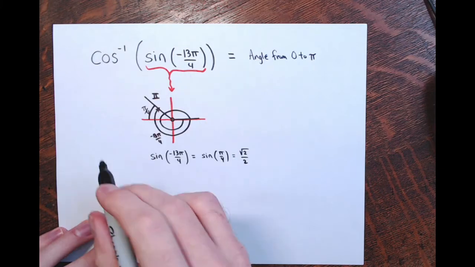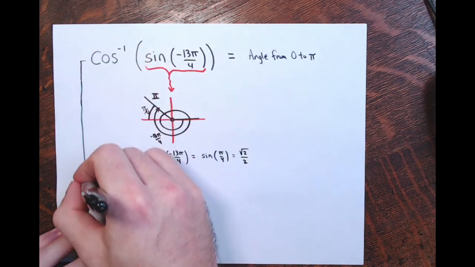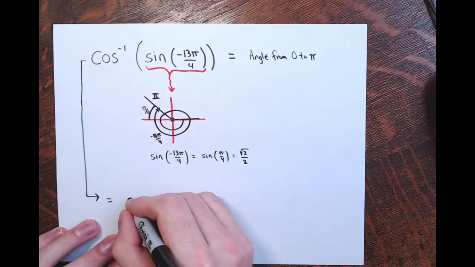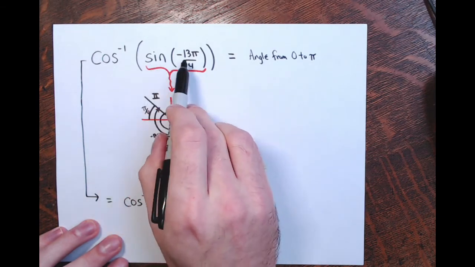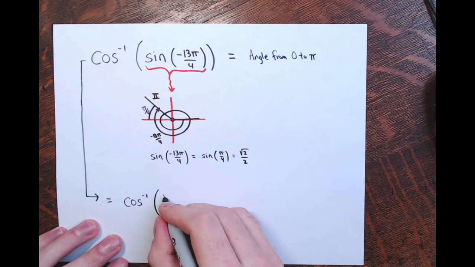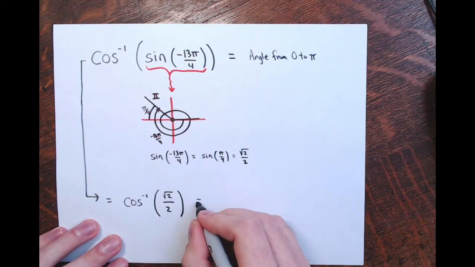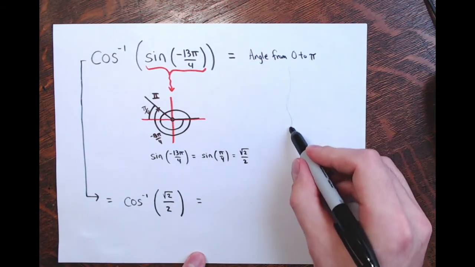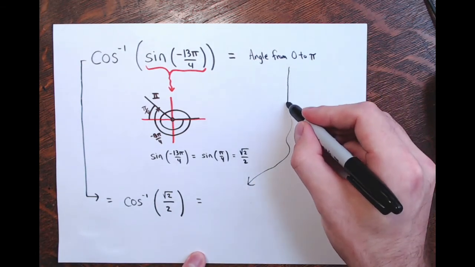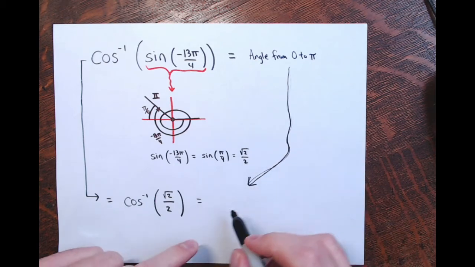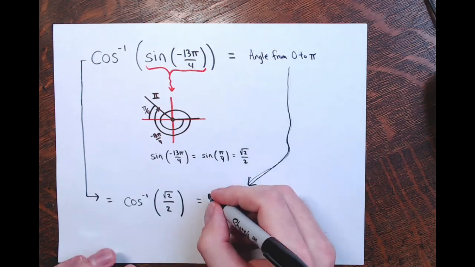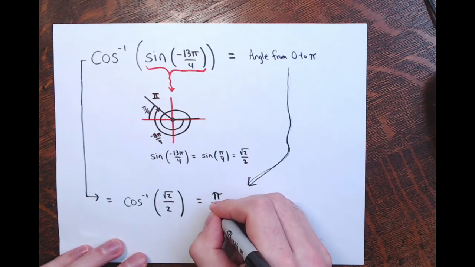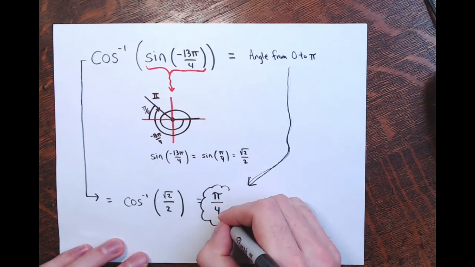All right, so what we're doing now is bringing this down here. This is now equal to the inverse cosine of the sine of negative 13 pi over 4, which is square root of 2 over 2. And like I said, my final output is going to be an angle from 0 to pi whose cosine is the square root of 2 over 2, and that would be pi over 4. Positive pi over 4, 45 degrees.